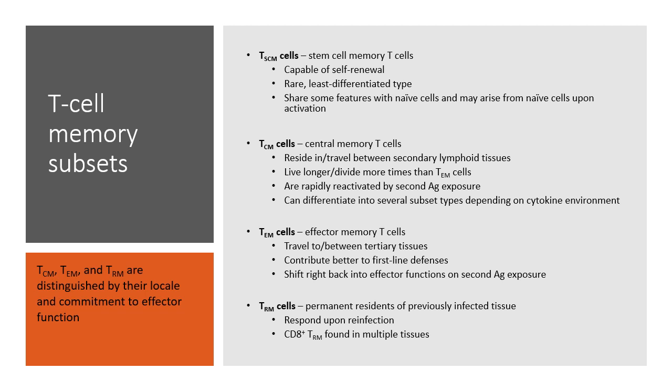And then you have the resident memory T cells, the TRM cells. These are the permanent residents of your previously infected tissues. You got a bunch of them for all the shots that you got as a kid that are living in your probably upper arm and butt cheek muscles, since they like to give vaccinations in one of those too. That's because those are nice large muscle groups.